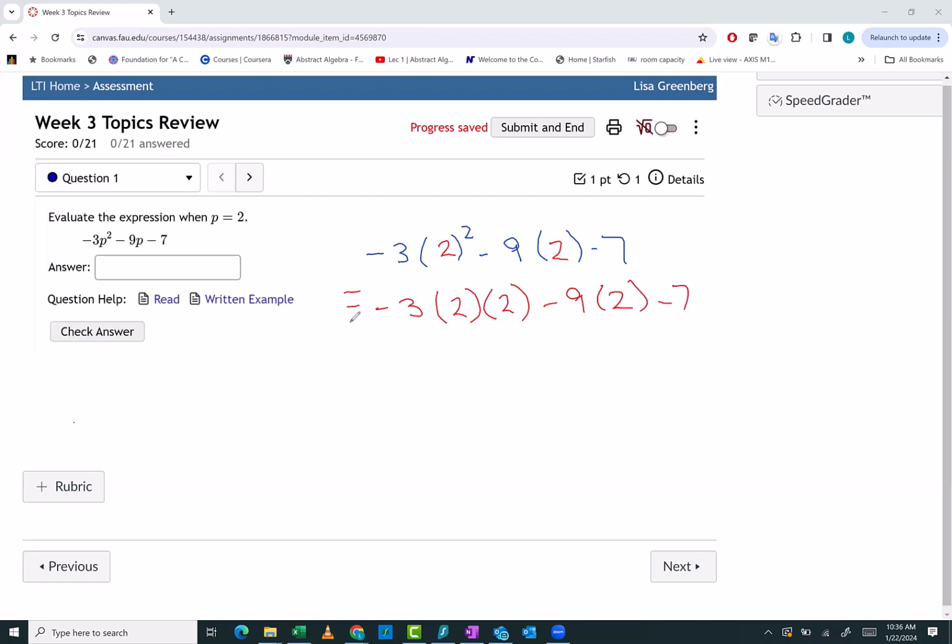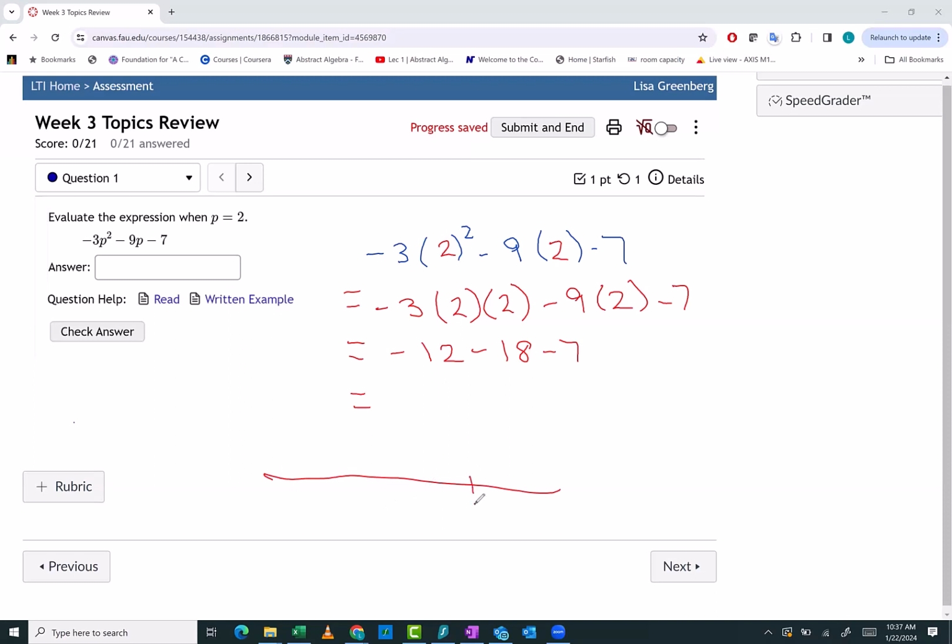And now I really just do things in order of PEMDAS. So I do multiplication first. I have 3 times 2 is 6, 6 times 2 is 12, and I have it times a negative, negative 12. Minus 9 times 2 is 18, minus 7. The rules for addition and subtraction, if the signs are the same, we can just add them all together and we'll make it negative because it's just going further and further to the left on a number line.